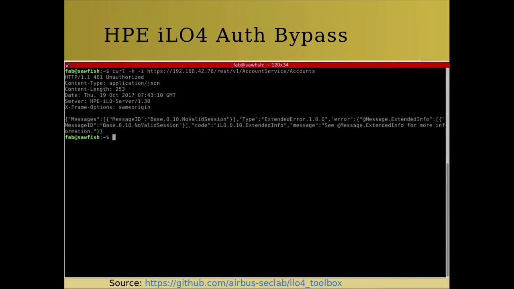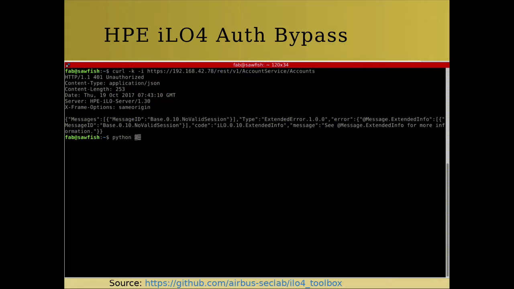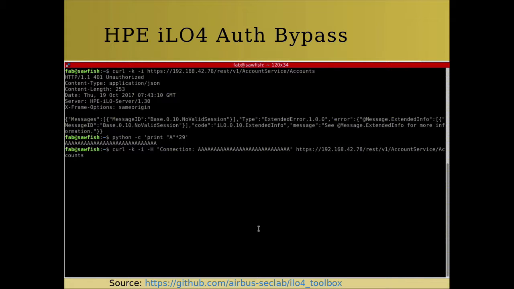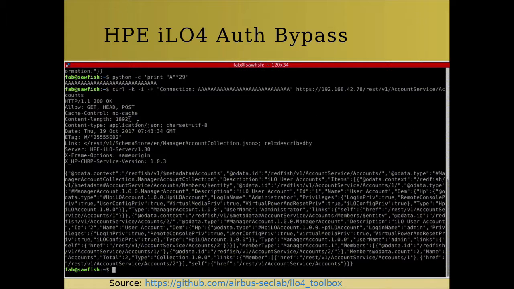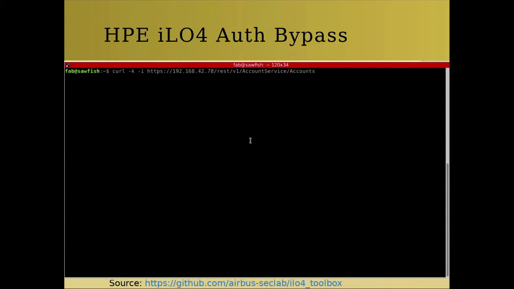So he uses curl to get the website for the administration, and he gets the 401 unauthorized. Then he uses this great Python tool to print 29 times A. Then he makes the same request and adds a header with Connection, and then he just copy-pastes the 29 times A. And then he's connected. He has full administration rights. So that's the exploit. That's the bypass. So in the end it's quite easy. Everyone could do it if they had access to this web interface.